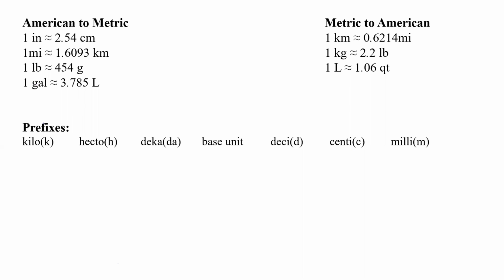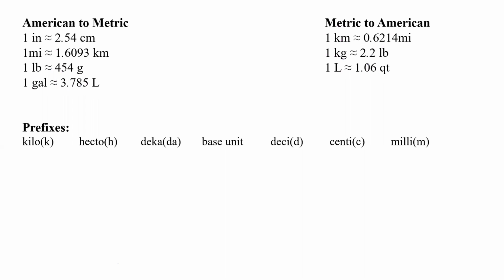From American to metric, we can say 1 inch is equal to 2.54 centimeters. 1 mile is approximately 1.6093 kilometers. 1 pound is approximately 454 grams, and 1 gallon is approximately 3.785 liters. Now notice these are all approximations. Now if I go from metric to American, 1 kilometer is approximately 0.6214 miles, 1 kilogram is about 2.2 pounds, and 1 liter is about 1.06 quarts.